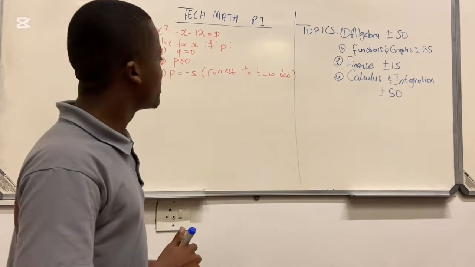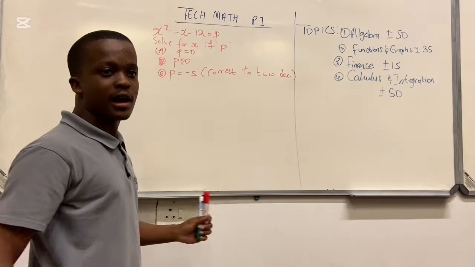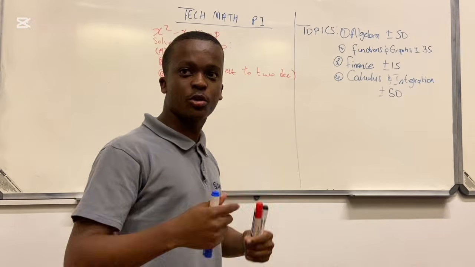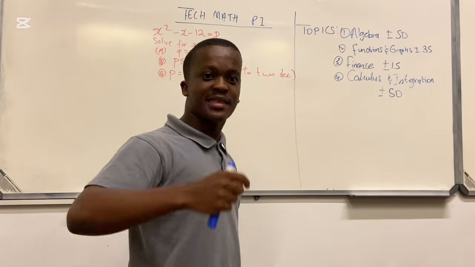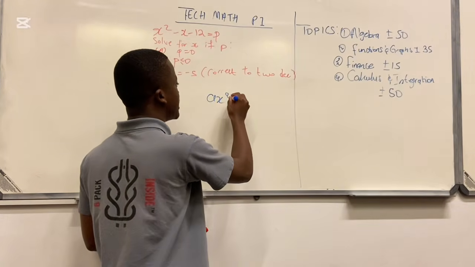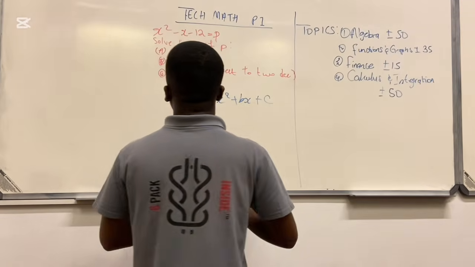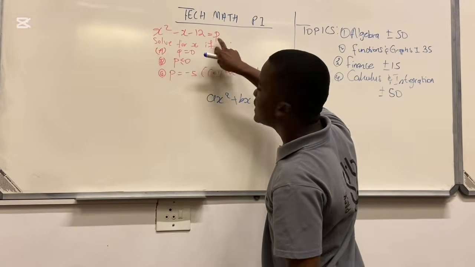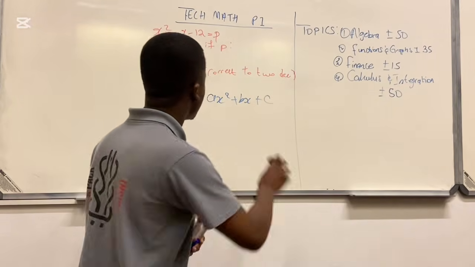As you can see here, we are required to solve for x if p is equal to 0. This is our p: x squared minus x minus 12. Now the first question you ask yourself: what is this equation we are given here? This is a quadratic equation, in this form, ax squared plus bx plus c. So solve for x if p is equal to 0.